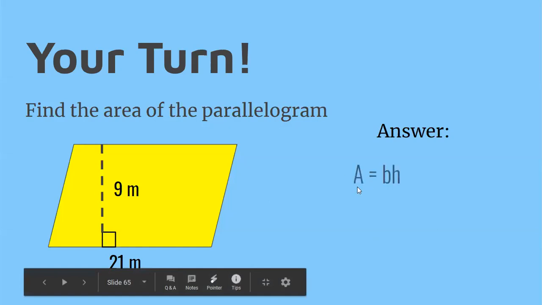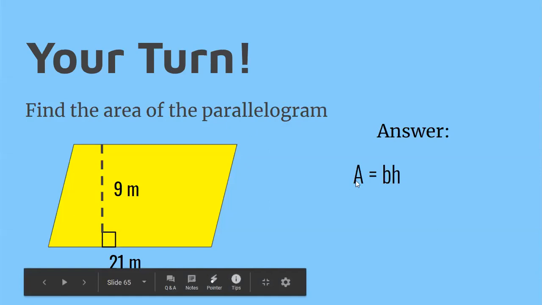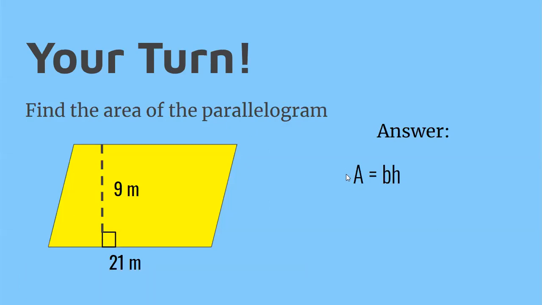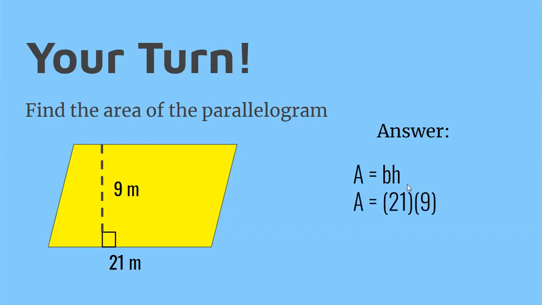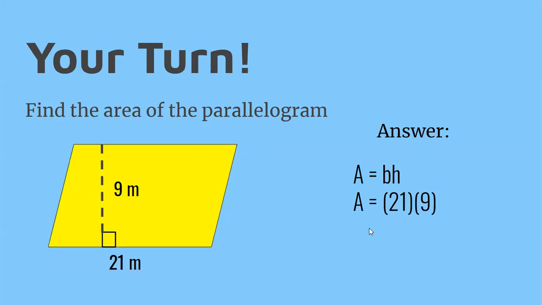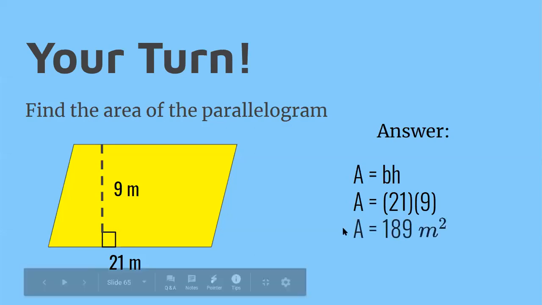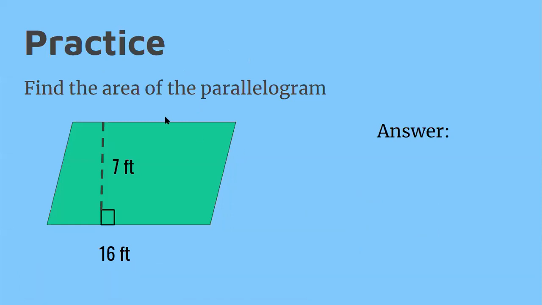So we got A equals BH. Always write the formula out if you don't remember it, but if you remember it well, then you don't have to write it. We plug in 21 for B, 9 for H, and then we get A equals 21 times 9. And the area of this parallelogram is 189 meters squared.